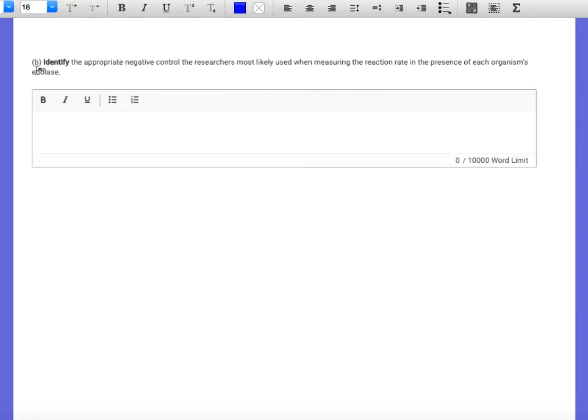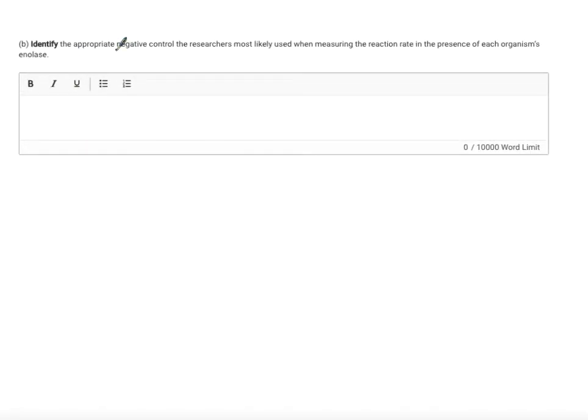So let's look at part B. Identify the appropriate negative control that the researchers most likely used when measuring the reaction rate in the presence of each organism's enolase. Okay, well, the key here is negative control, right? So we've used negative controls in many of the experiments that we've done over the year. So the negative control just means that something isn't there, right?